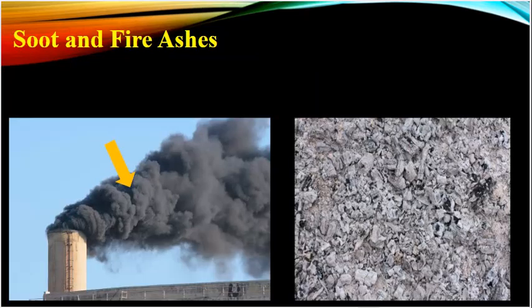Soot and fire ashes. Soot and fire ashes in combustion processes are byproducts formed during the burning of fuels, particularly in incomplete combustion scenarios. Soot consists of fine carbon particles resulting from unburned hydrocarbons, often appearing as black, powdery deposits. Fire ashes, on the other hand, are the inorganic remnants of fuel combustion, comprising minerals and compounds like silica, calcium oxide, and other trace elements. Both soot and ashes can accumulate on surfaces of combustion equipment, such as boilers and heat exchangers, leading to fouling, reduced heat transfer efficiency, and increased maintenance needs.